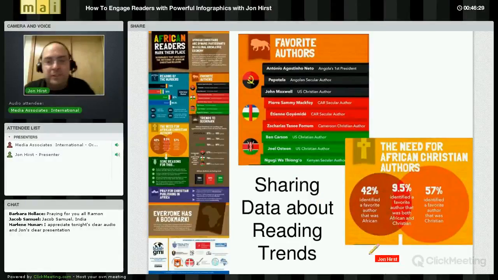This is one of the most interesting stats in this infographic and out of this research that was done in Africa. 42% of the 8,000 people in those 3 countries that were surveyed can identify a favorite author that was African.